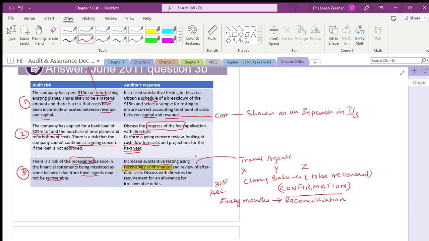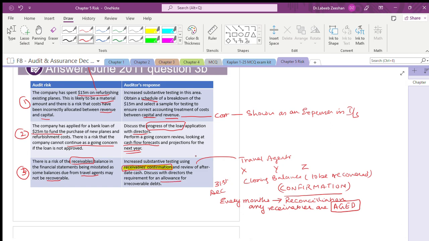Whether any receivables are aged, old. You have to see, the response should be immediate. The response should not be delayed. Whenever there is a receivables issue, you have to get the confirmation from the travel agents and do a reconciliation. Discuss with the directors what is the allowance for irrecoverable debt.